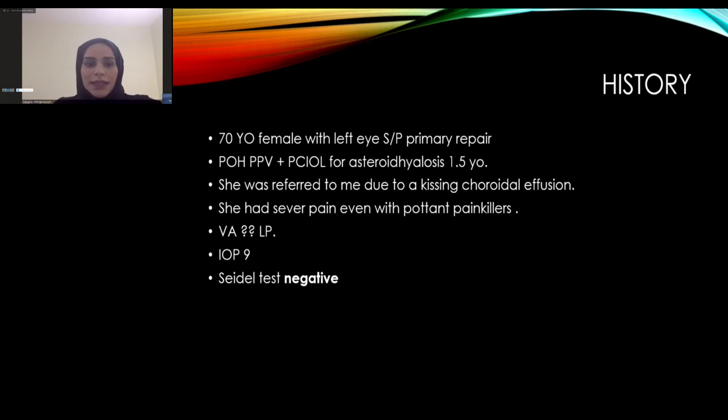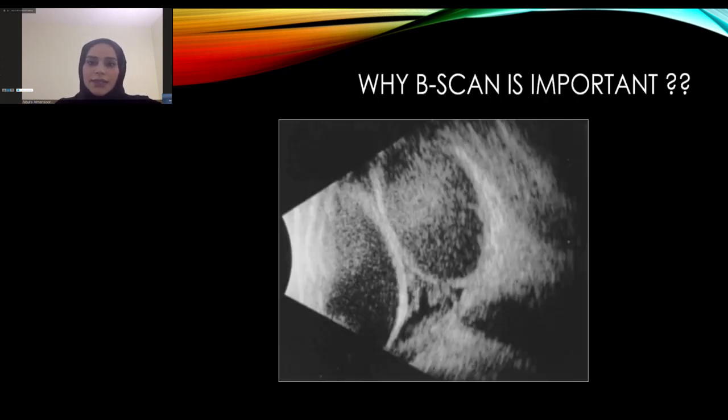The patient came with very severe eye pain, even with all potent painkillers. She used to take strong painkillers regularly, but still she has this severe ocular pain. Her visual acuity was query perception of light, so the patient was not sure. Sometimes she's seeing the light, sometimes she's not. The pressure was 9, and the Seidel test was negative. So this is her B scan.